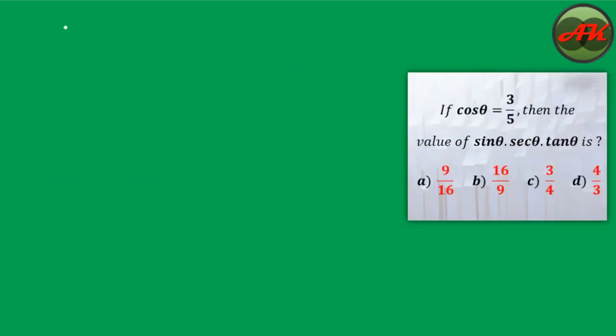Now the next problem: cos theta is 3 by 5. 3 by 5 means base by hypotenuse, so perpendicular is 4 here. They have asked to find sin theta into secant theta into tan theta.